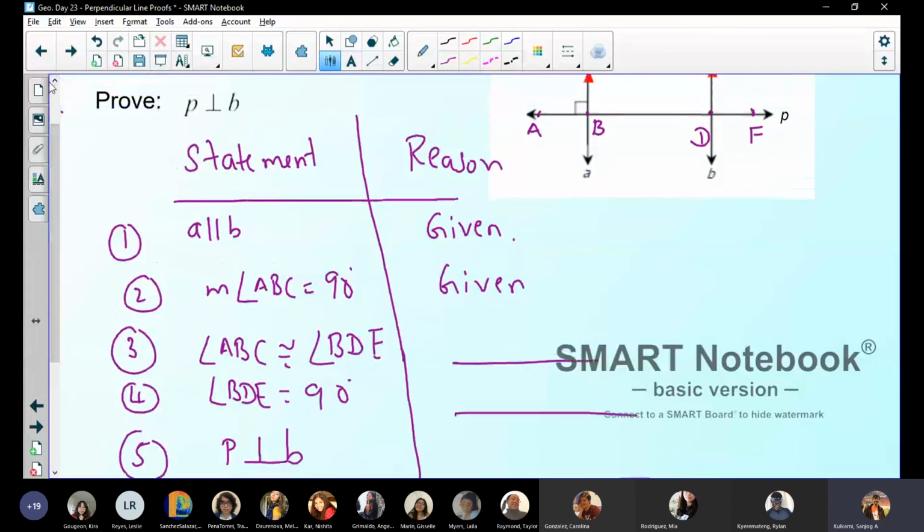Just going to see what you have. Use your chat real quick and tell what should be the reason for the last three steps. I want you all to participate. So I have corresponding angle pair postulate. Absolutely right, corresponding angle pair postulate. I can say angle ABC is congruent to angle BDE.